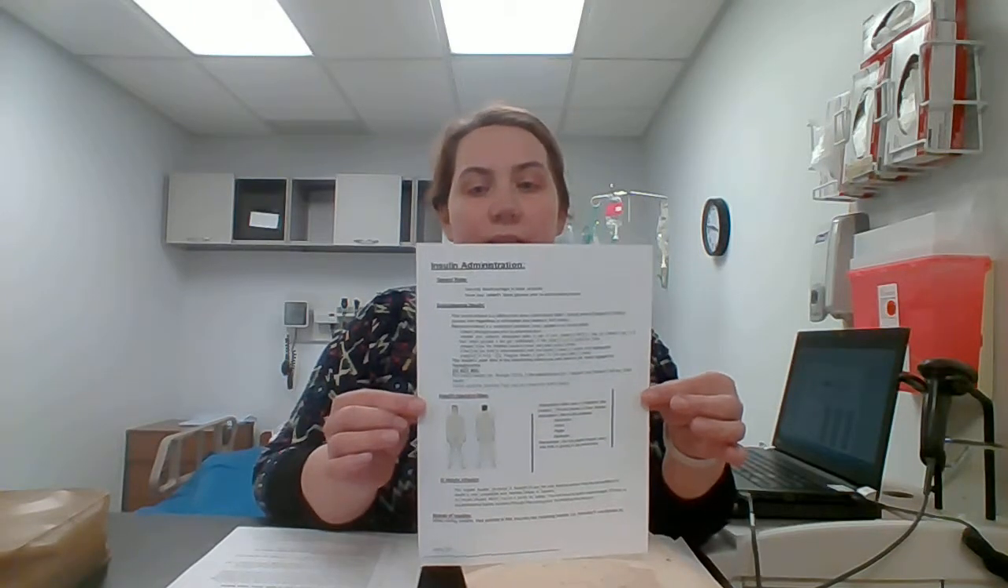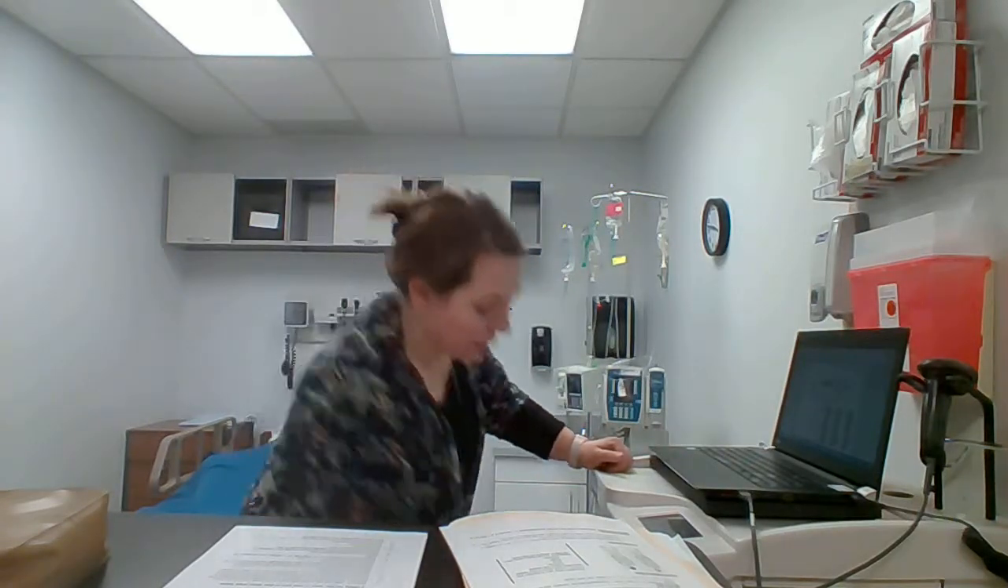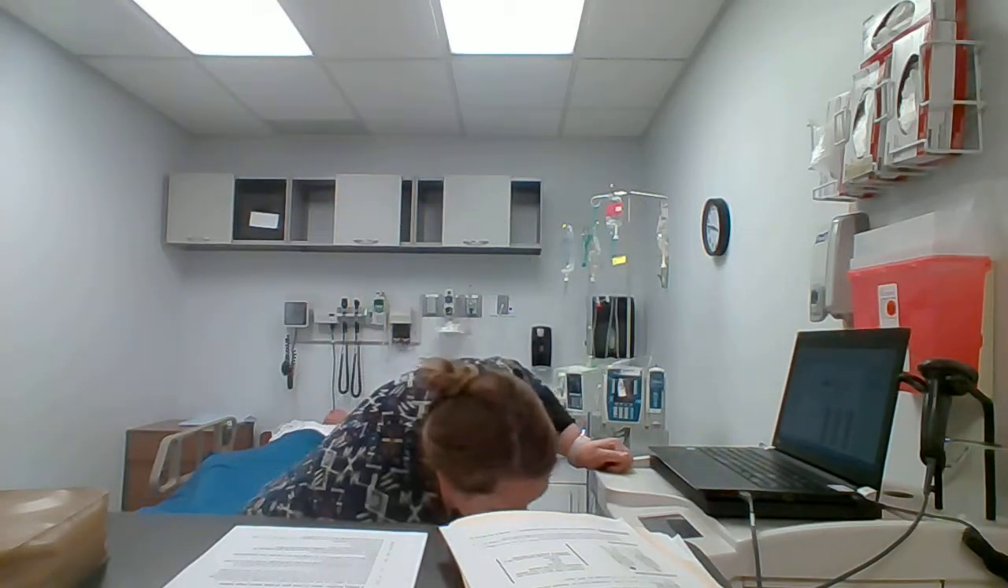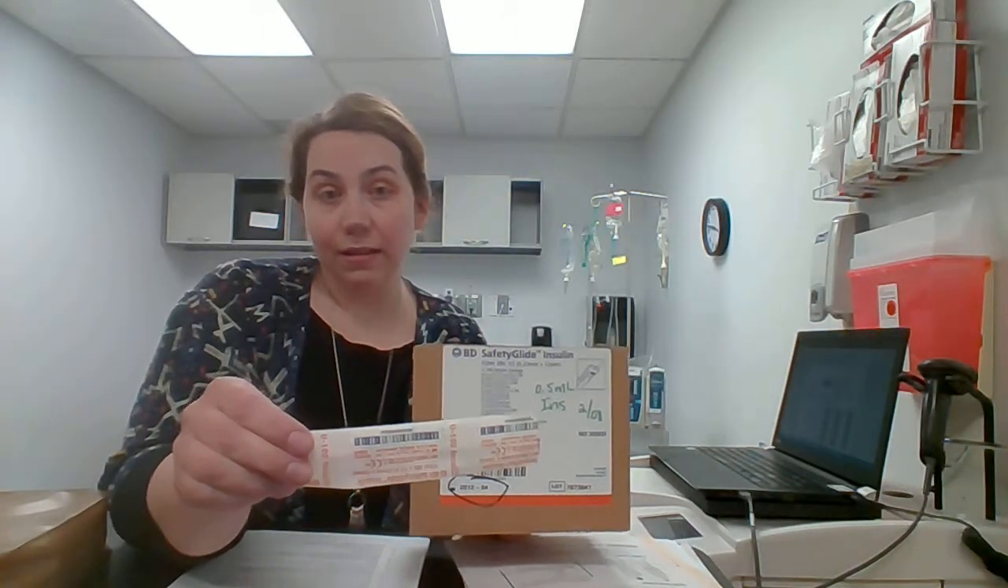There's a couple of papers posted on Blackboard. One is this insulin administration, just some general rules. You're only going to use insulin syringes, so know that your insulin syringes are down in this bottom drawer. They're in a box labeled insulin syringes. They're orange, and say right on it that they're an insulin syringe.